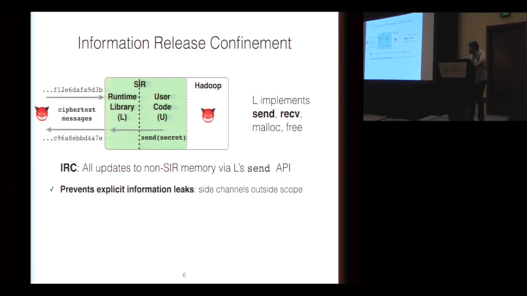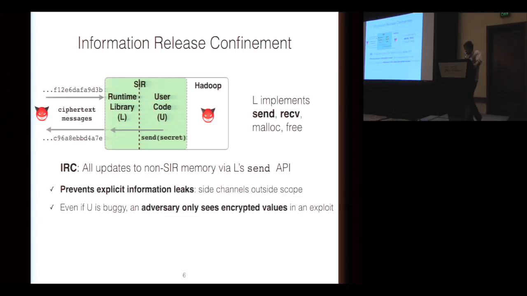Of course, we don't guard against implicit leaks or several side channels. And we are not really going for full functional correctness. The user code is forced to only ever interact with the external world through the send API, which will encrypt everything for you. So even if there is an exploit, the adversary only ever sees encrypted values, which is a nice guarantee to have. And also, we don't really care about how the user code manages memory. In fact, we can treat all of it as having secret values.